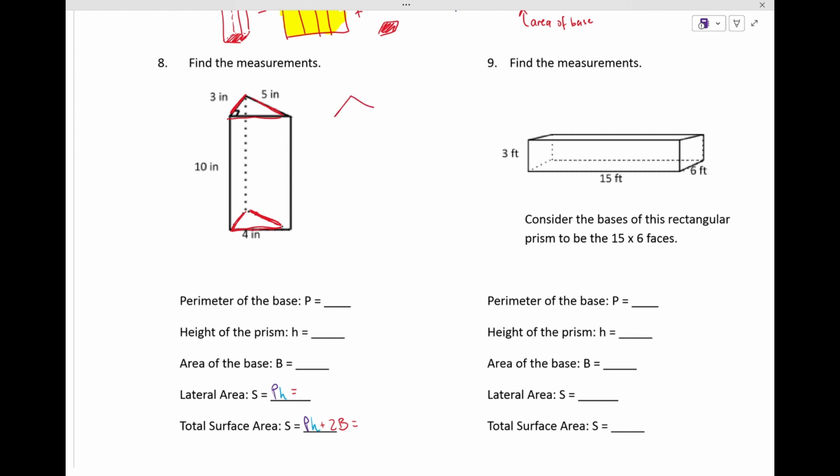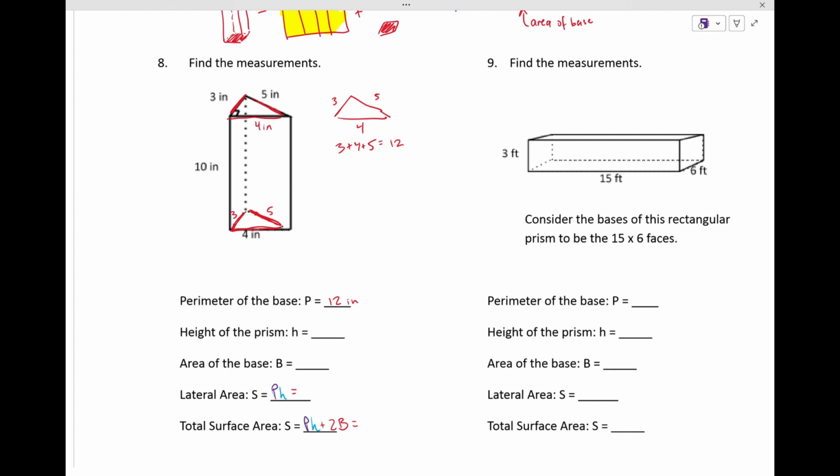So on the top, here's the triangle again. This was 3, 5, and this one is actually 4 because it's the same at the top and the bottom. That 4 is also 4 inches up here. To find that perimeter, 3 plus 4 plus 5. You can put that into a calculator if you'd like, but that should get you 12, I believe. So our perimeter is 12 inches. Perimeter of the base, that's P. Alright. Step 1 is done.